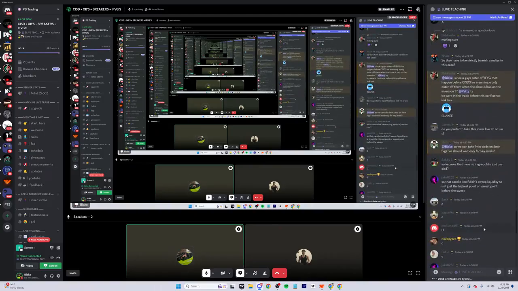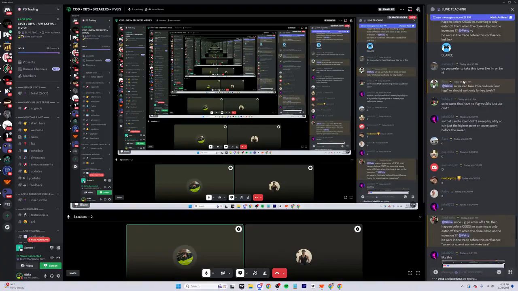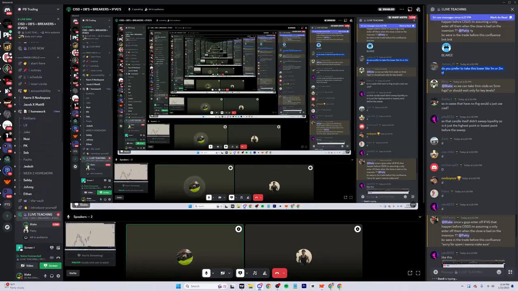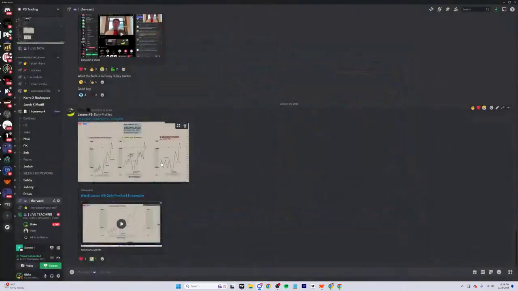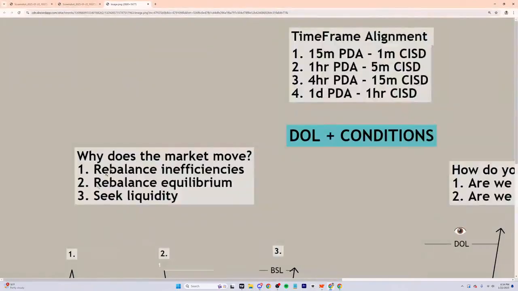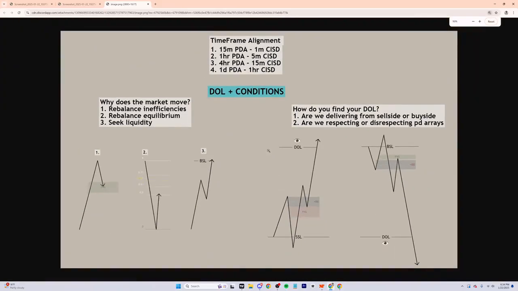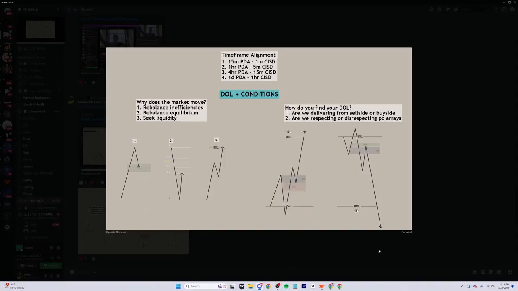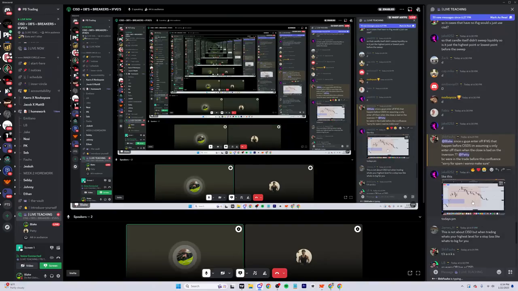Since you guys enter, I already answered that. Again, it really depends. Price is fractal, so it depends. And I'll use what we were talking about in the other lesson about time frame alignment, right? So it depends on where we're actually delivering from. But time frame alignment is super key. So if we're trading off of a 15-minute gap, I'll wait for a 1 minute. If we're hitting an hourly, I'll wait for a 5 minute, 4 hour, 15 minute, right?